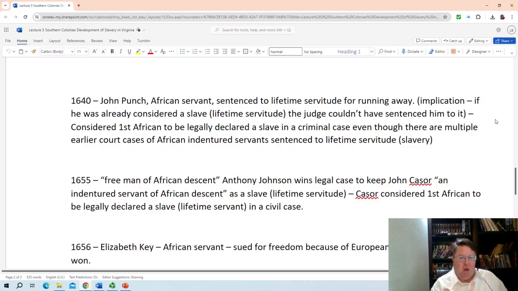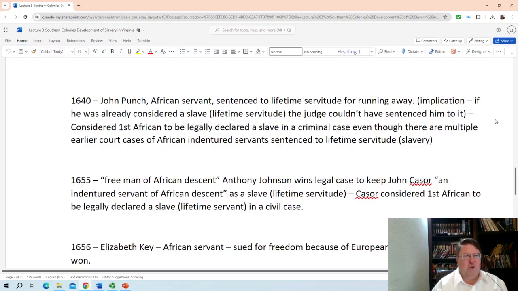His case is criminal. Running away wasn't considered criminal, it was considered a civil crime. But when historians study John Punch, his case is actually criminal. He stole some of the property of his owner while running away. So when you study his court case, he's charged with running away, but he's also criminally charged for theft. And he will be given a sentence of lifetime servitude.